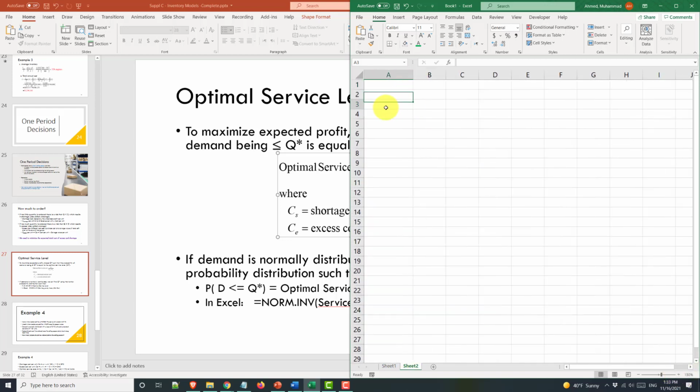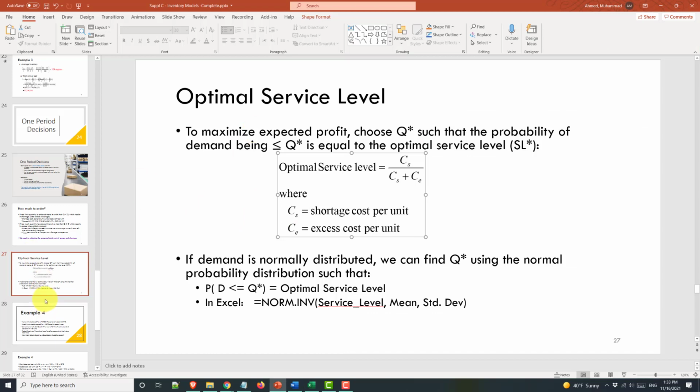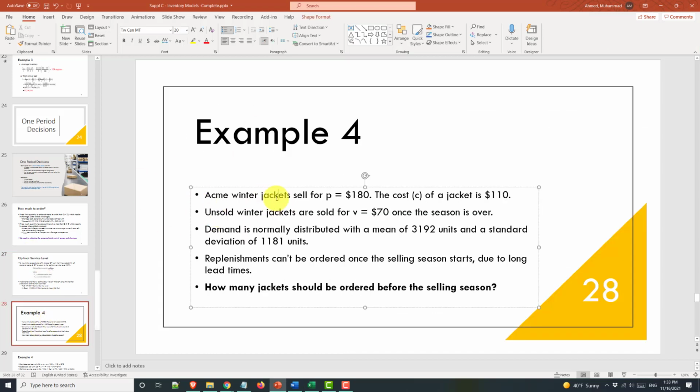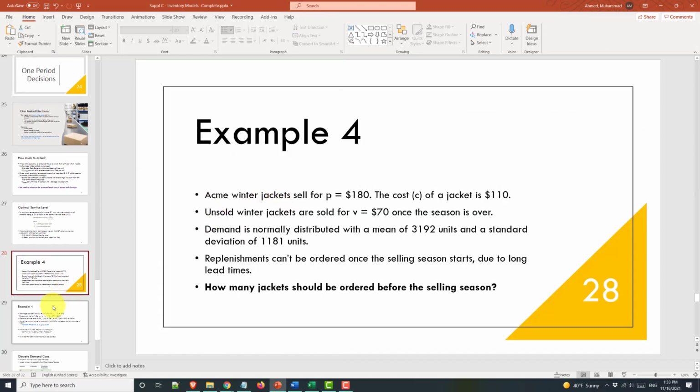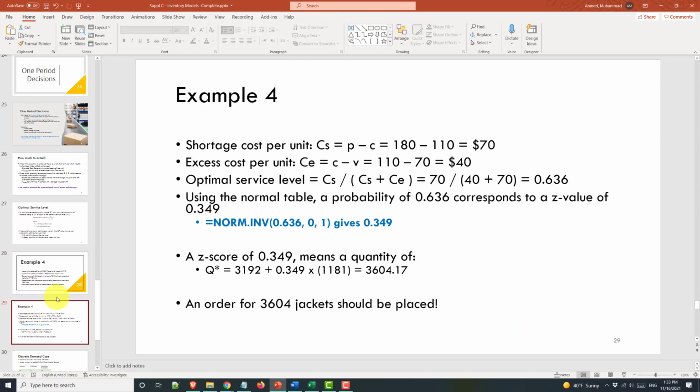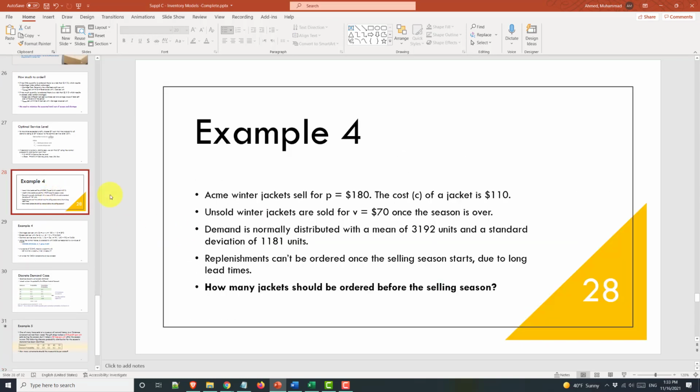Okay, so we have to calculate CS, which is the cost of a shortage, CE, cost of an excess, and then our optimal service level. And you can also look at this example, right? There's just a winter jacket example in the slides, so that would help you. You can just follow the same steps as this example.